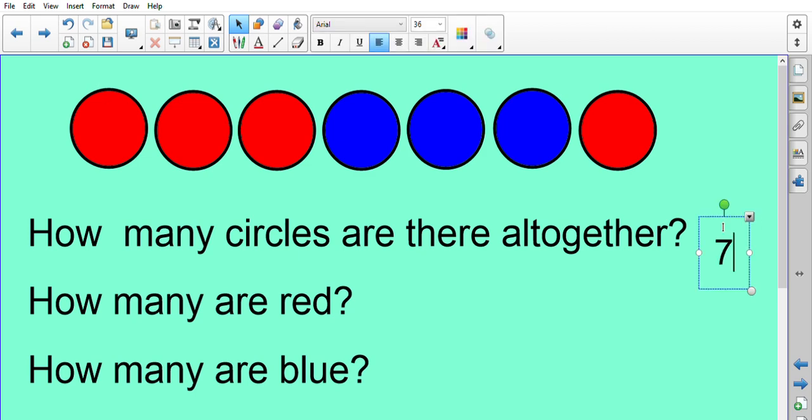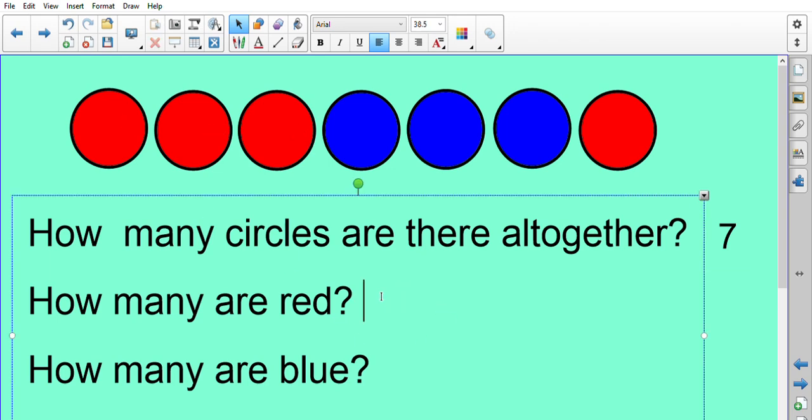And we've got 7 circles all together. So that is going to be our denominator, because we've got 1, 2, 3, 4, 5, 6, 7 altogether. We've got how many red ones? We've got 4 that are red, and we've got how many that are blue? We've got 3. So 4 and 3 make 7, so we can check that's right. Out of our total of 7, 4 are red and 3 are blue.